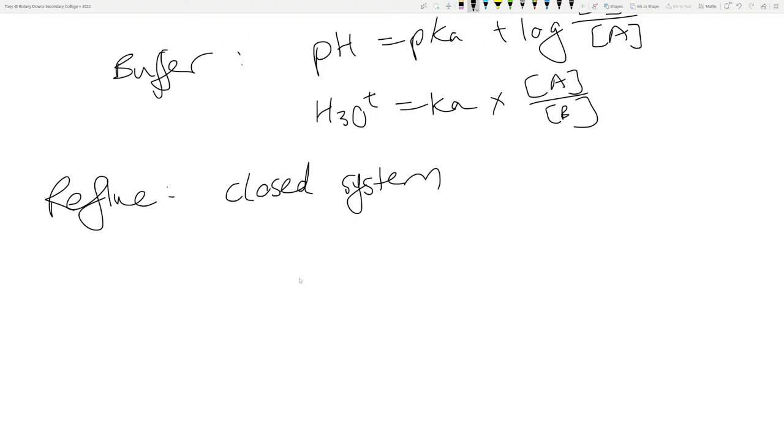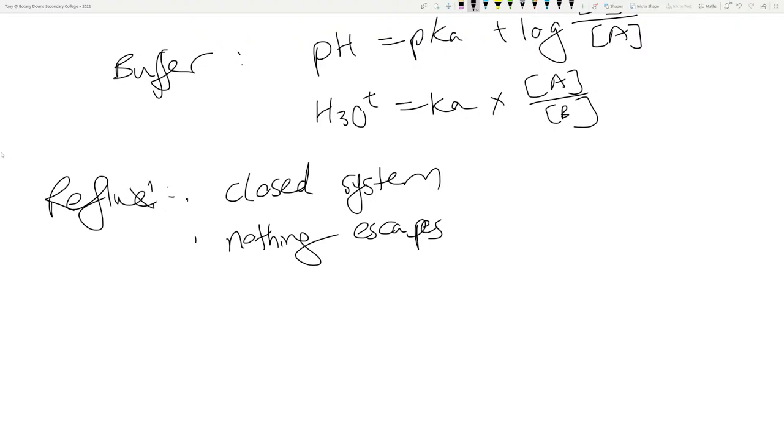Because what that does is that it increases the rate of reaction significantly, and nothing escapes. Then you can heat it as much as you can, and that ensures every bit of reactant will react, so you don't lose anything.